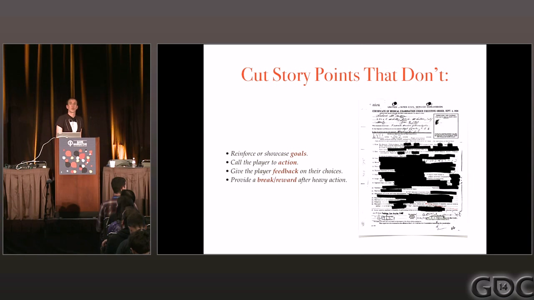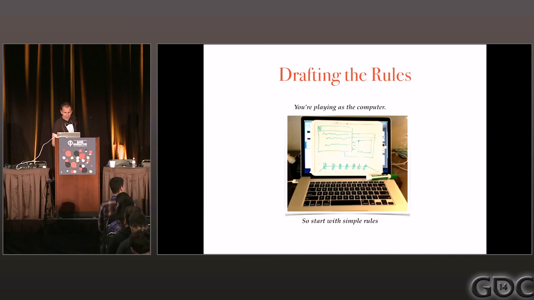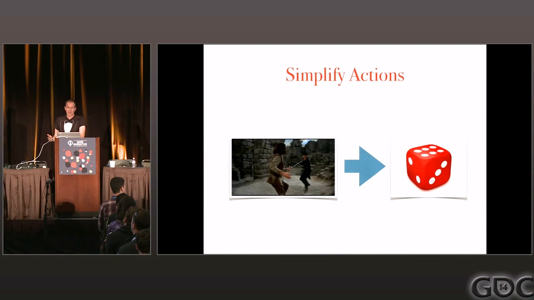I think I don't have as much time as I think I do, so I'm going to go fast. Okay, so next, drafting the rules. Basically, when you're figuring out the rules of the game, now that you've got the elements, now that you've figured out the story, remember, you're playing as the computer, so keep these rules simple. Remember, you're not testing mechanics. So if you can substitute a challenge for another moment of excitement and test different outcomes, if you can do that, that's great.